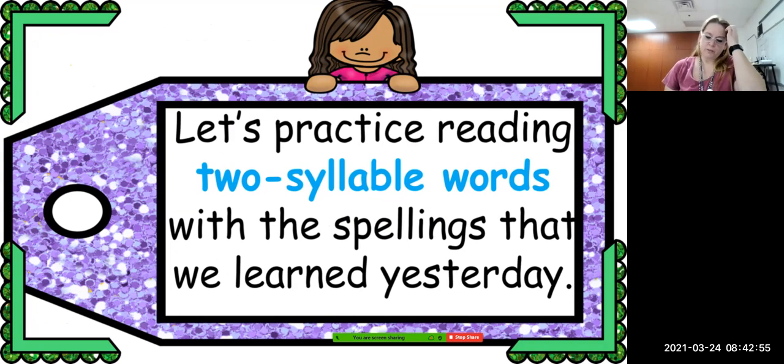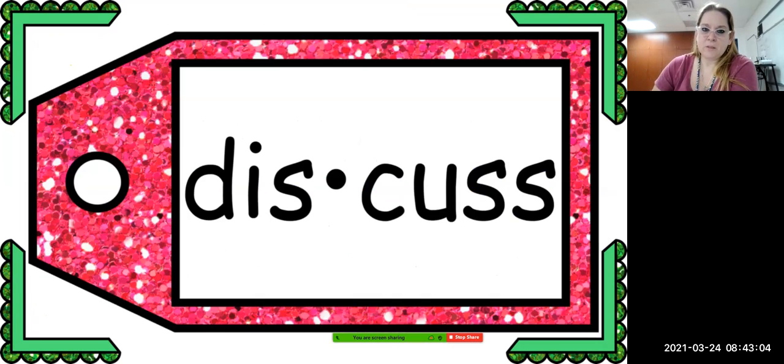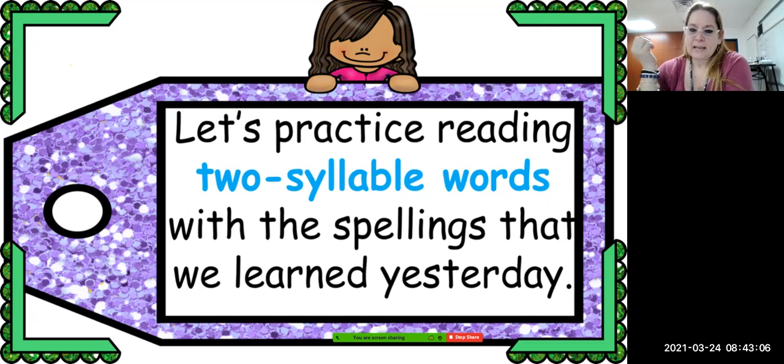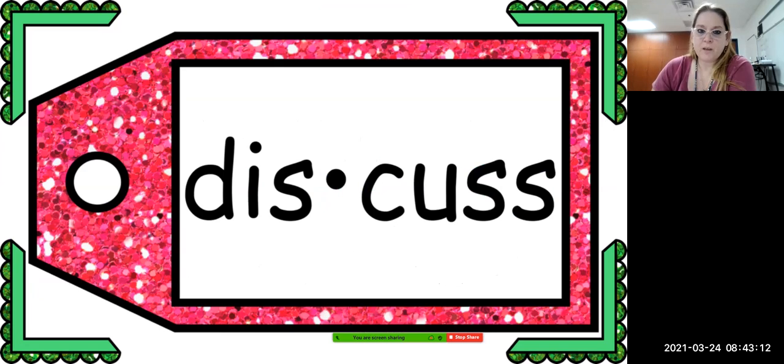So being able to read them should not really be a problem, okay? But the difference about these words is that each syllable in the word ends with a consonant. Okay, let's look at our first example. We have discuss.